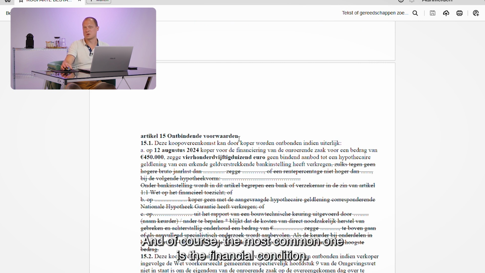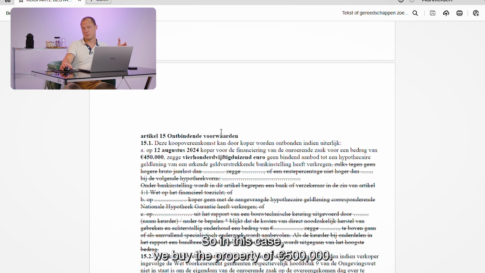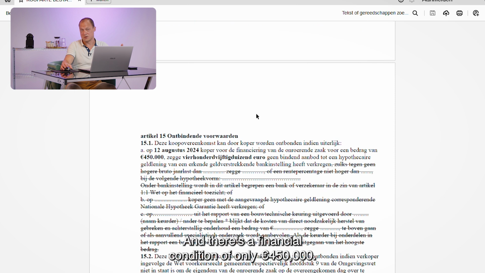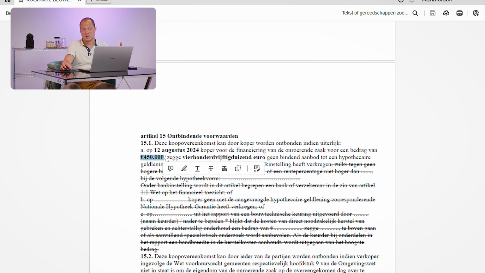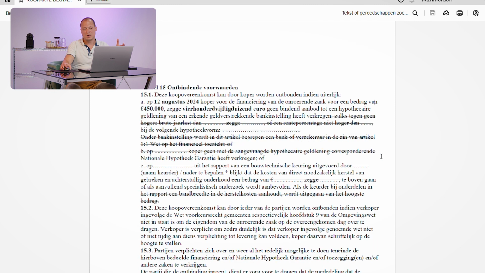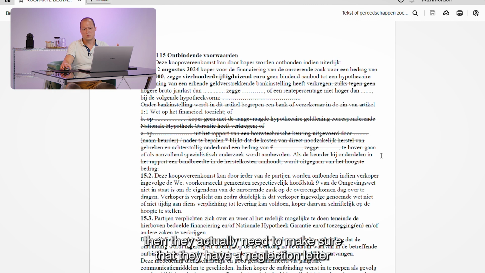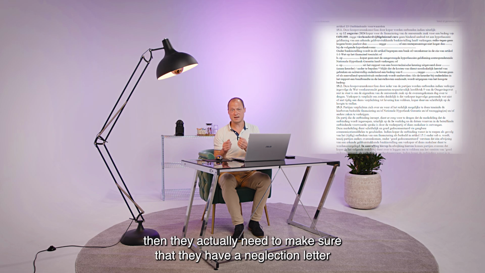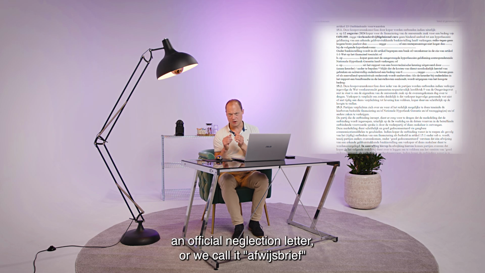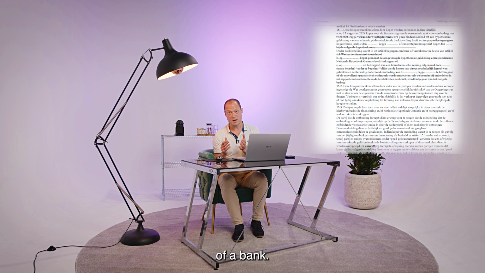So Article 15 is about what we call ontbindende voorwaarden, conditions where you as a buyer can stop this purchase. And of course, the most common one is the financial condition. So in this case, we bought a property of 500,000 euros and there's a financial condition of only 450,000 euros. And they have until the 12th of August to get that mortgage. If the buyers fail to get a mortgage, then they actually need to make sure that they have an official rejection letter, we call it afwijsbrief, from a bank.